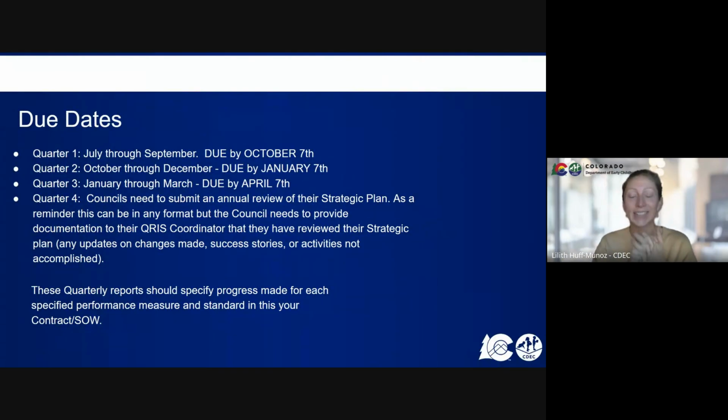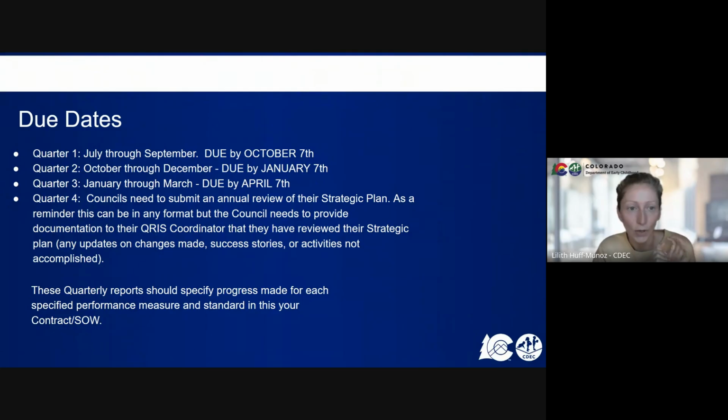So the due dates, I got wrong in the email that went out. So they're fixed here and they should be correct, and we'll resend the email out with those correct dates so you have it all and can bookmark it and have it for later viewing. But the first quarter, that July through September, your quarterly report is due filled out by October 7th. It's 5 business days after that quarter ends. So September ends, and then 5 days after that, not including weekends, is October 7th.